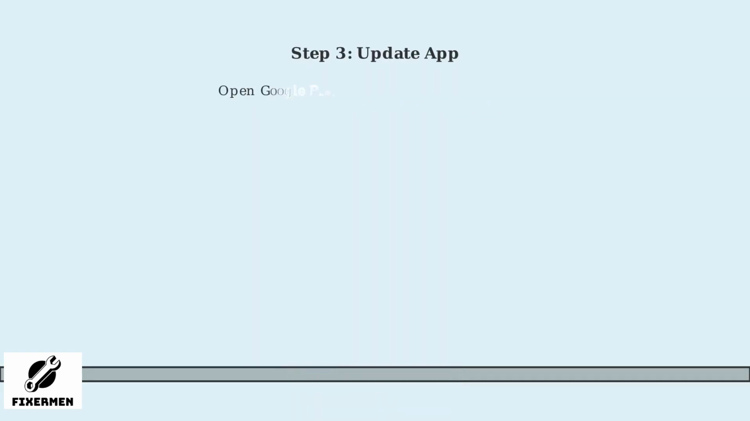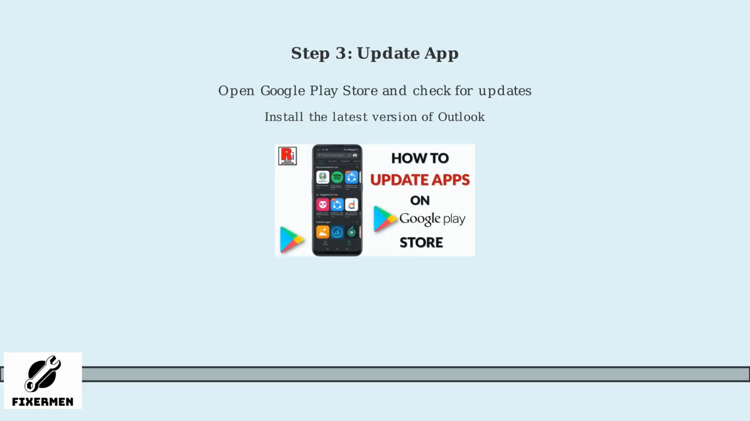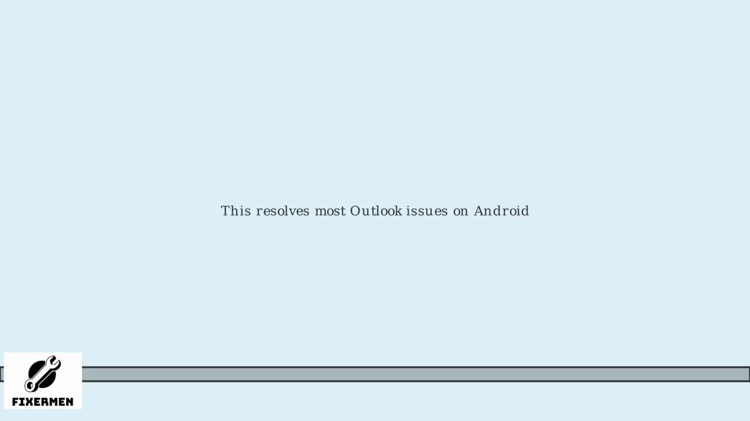Finally, make sure you're running the latest version of the Outlook app. Open the Google Play Store, search for Outlook, and check if an update is available. Install it if needed. This solves a surprisingly large number of problems by fixing bugs and improving compatibility. Following these steps, force restart, clear cache, and update resolves most Outlook issues on Android devices. If problems persist, try the other quick fixes in this guide.